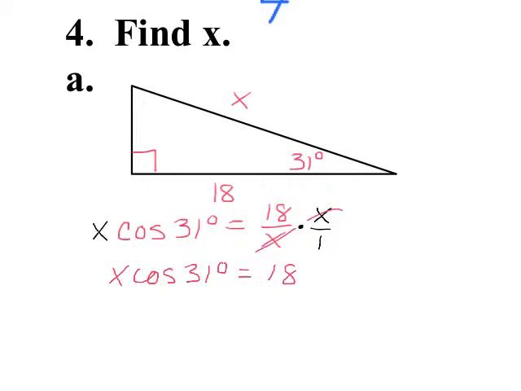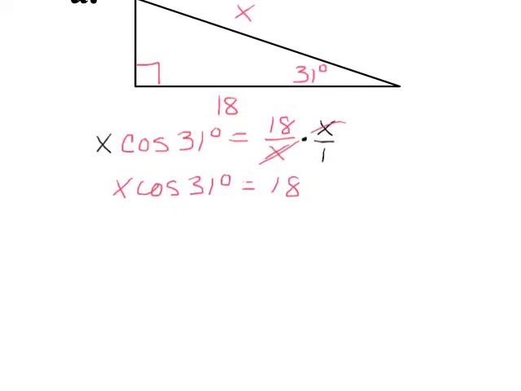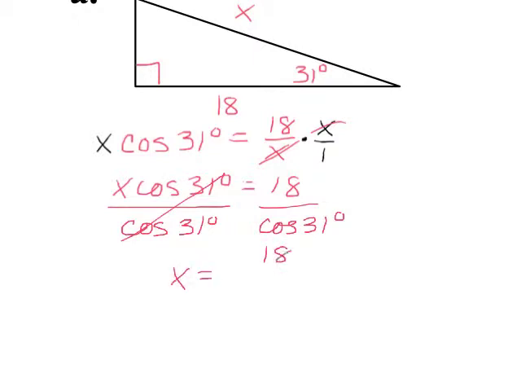Then, because we're trying to get the X all by itself, I'm going to divide by this cosine of 31. One of the things that you really need to understand is that cosine of 31 is one thing, if you will. It's not cosine times 31. It's together. It's cosine of 31 degrees, so it's not something we can break up. So these would cancel, and we get X equals 18 over cosine of 31 degrees. If you remember, from a previous chapter, we were calling this calculator ready form. So we get it to this point.